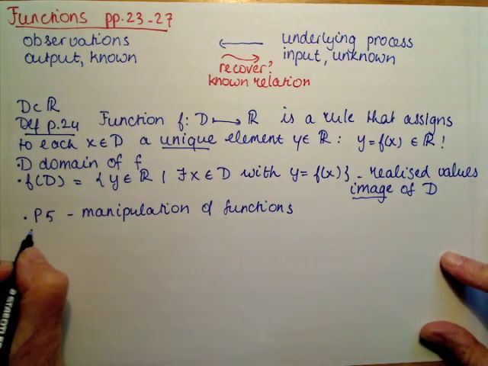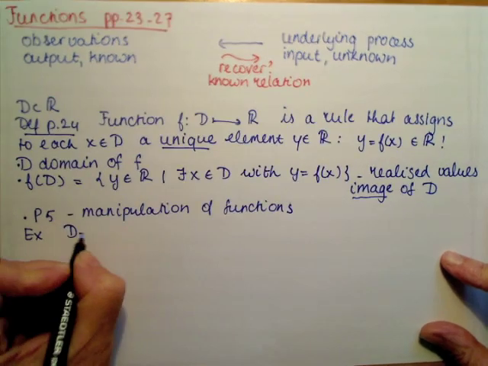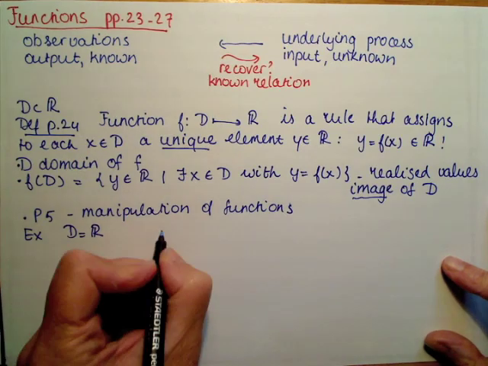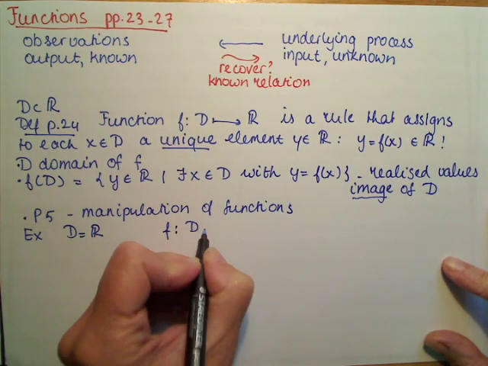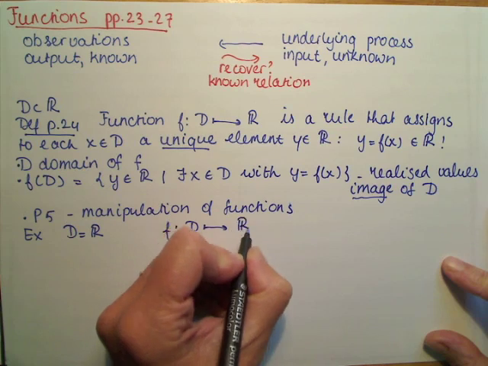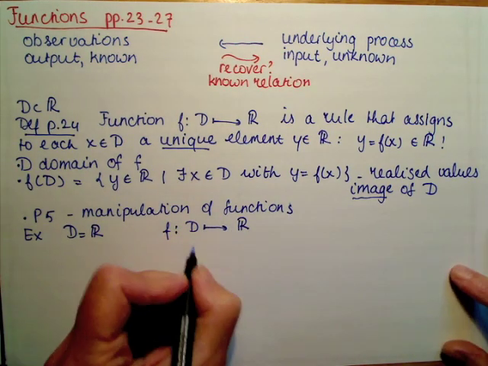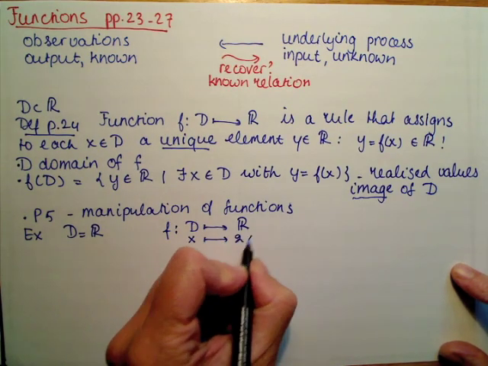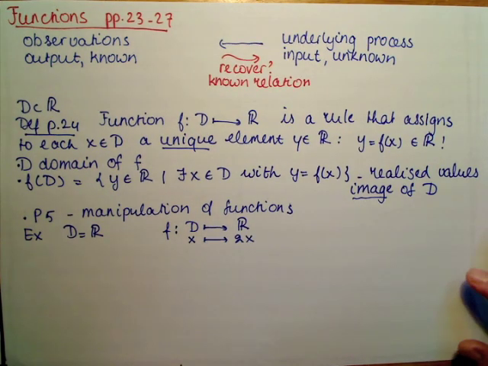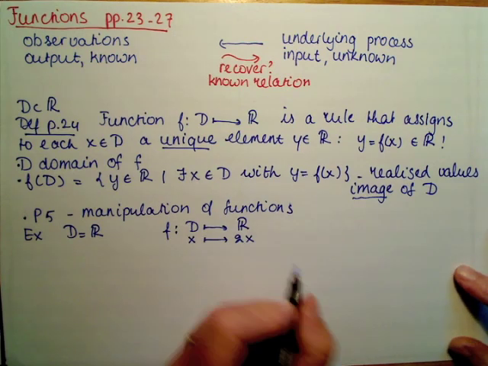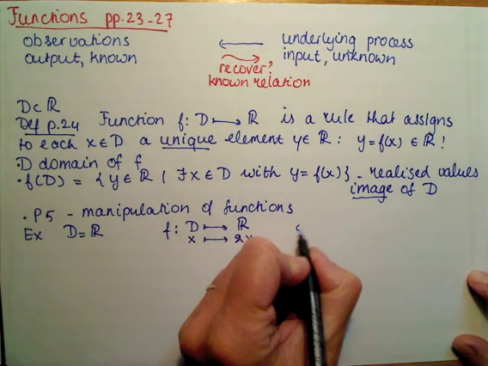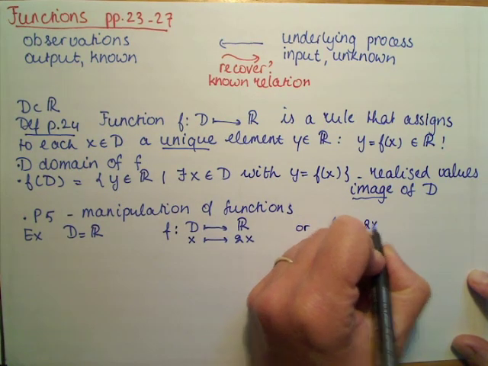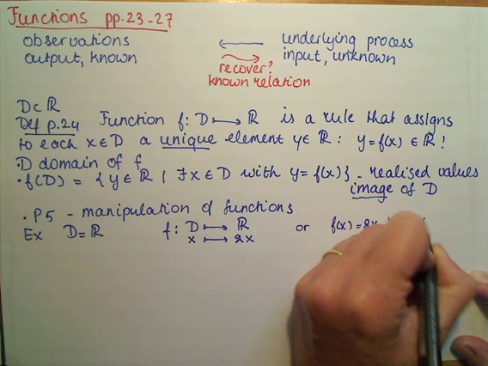Now let us give some example. Suppose that D is our whole set of real numbers, and we define the following function, which assigns to each x in D the output variable 2x. This is one way to denote it. You can also write f of x is equal to 2x for all x in our set D.